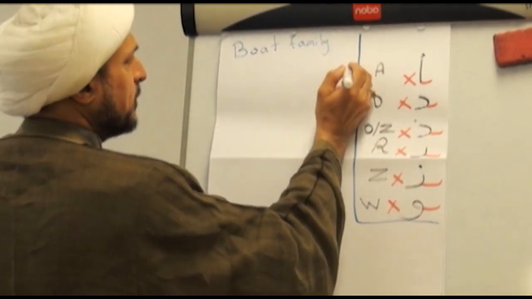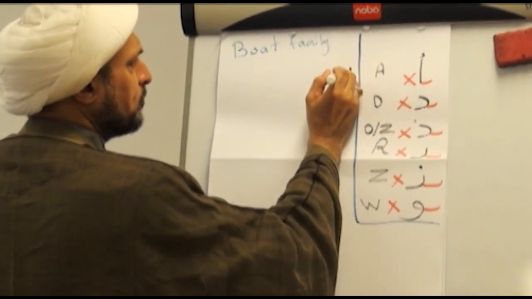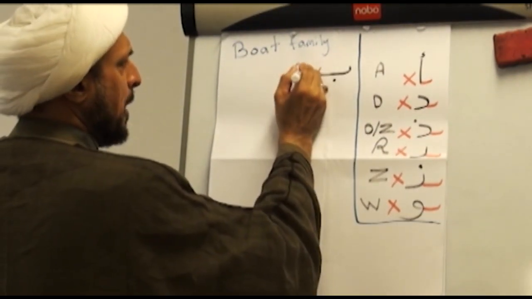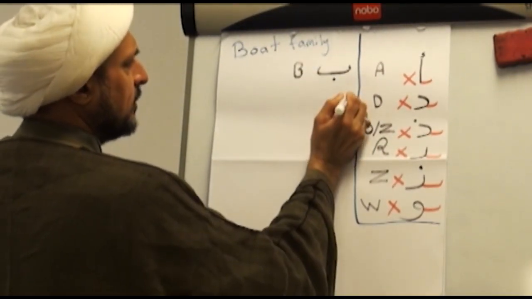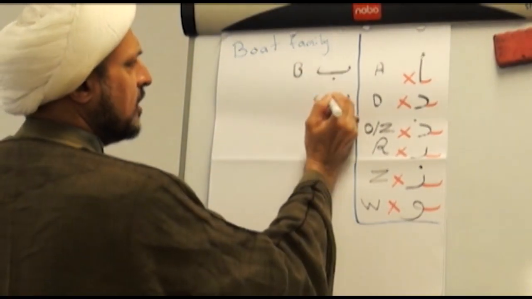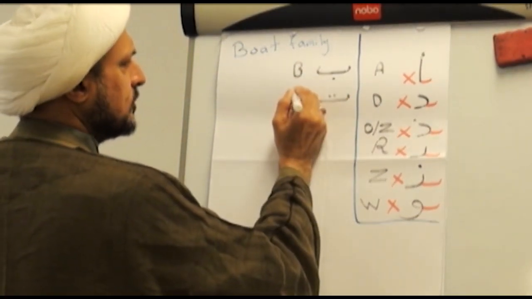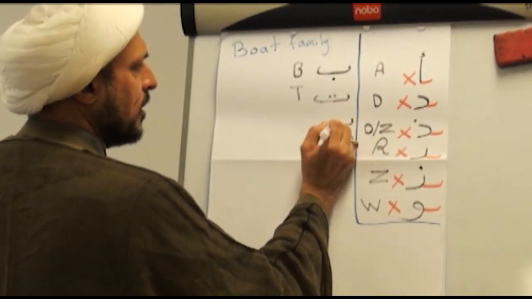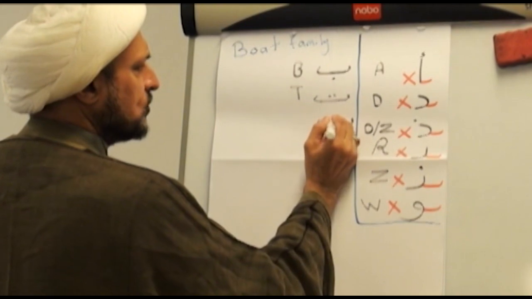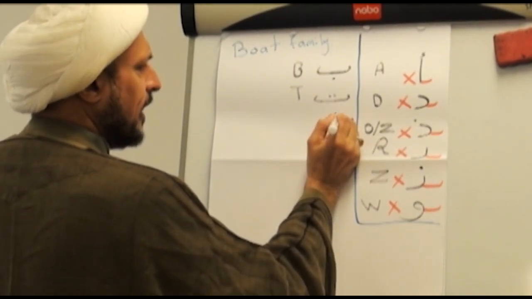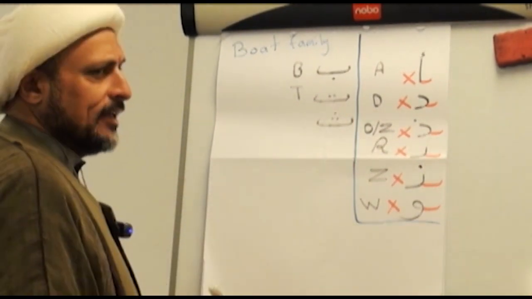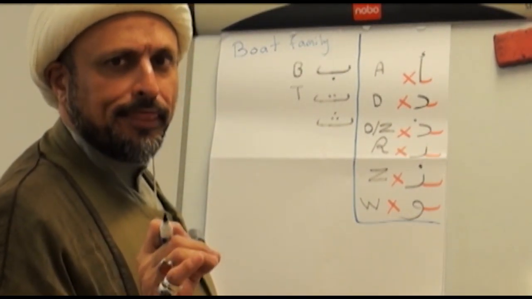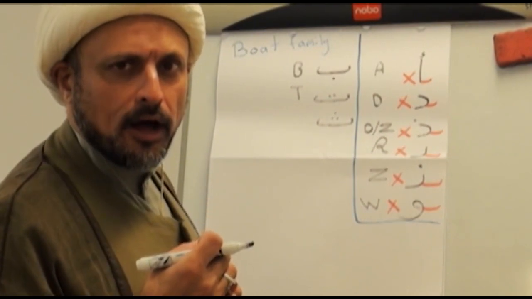We start with ba. This is like a B sound. Ta. This is like a T sound. Tha. Now this tha, I don't have any particular pronunciation in English for this tha. Look at my tongue. Tha.